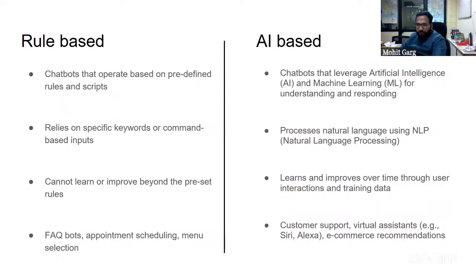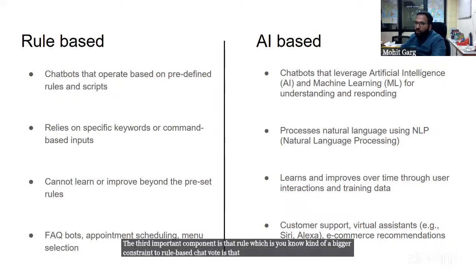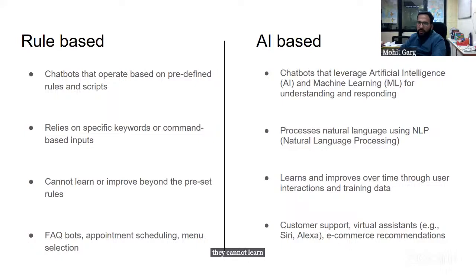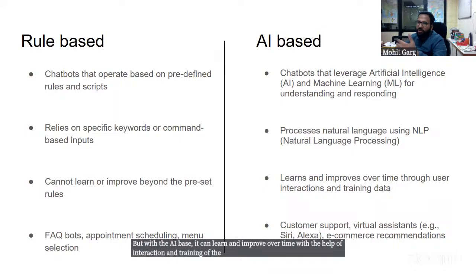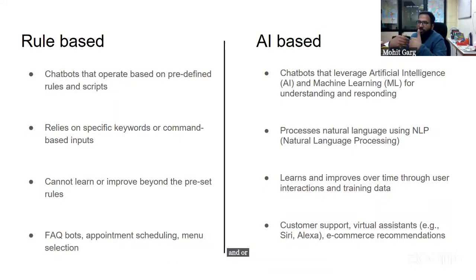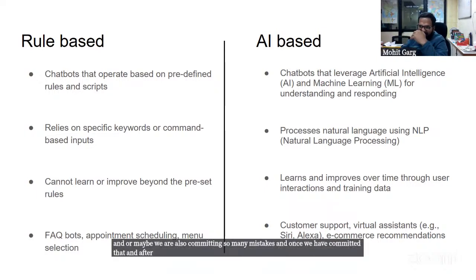Then the third important component is that rule-based chatbots have a bigger constraint: they cannot learn. They can only respond with the preset rules. But the AI-based one can learn and improve over time with the help of interaction and training on data. Think of a child, how it grows over time. Maybe we also commit so many mistakes, and once we have committed them, after that we can learn.